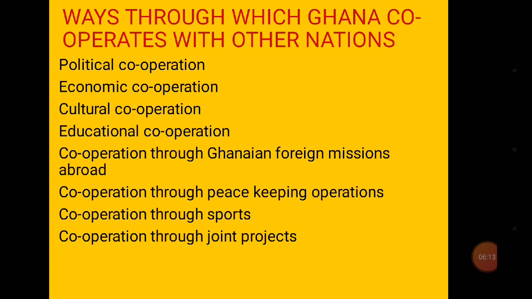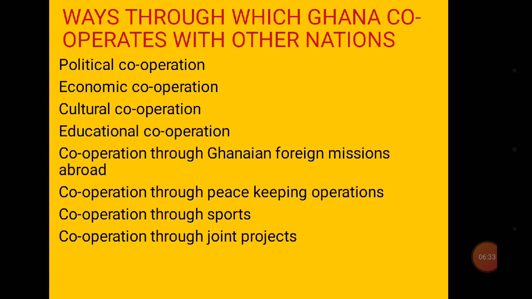Then cooperation through sports. Ghana engages in sporting activities like the African Cup of Nations, the World Cup, the African Champions League, and others. All these they engage in with other countries, and that is cooperation through sports.